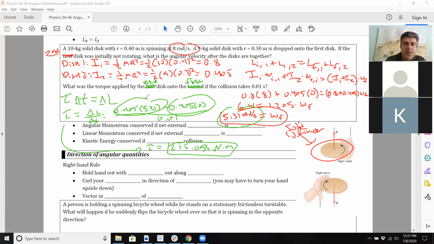Now, again, just to kind of reiterate some things we've already discussed, angular momentum is conserved if net external torque is 0. Linear momentum is conserved if net external force is 0. And kinetic energy is conserved if you have an elastic collision, as we talked about before.